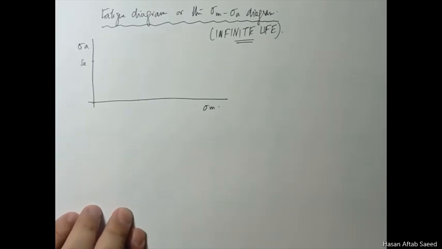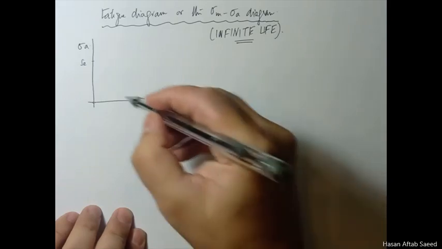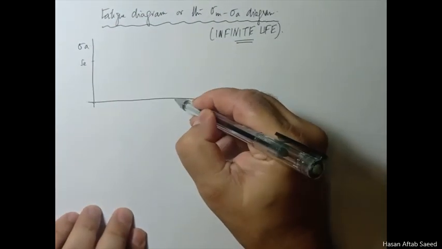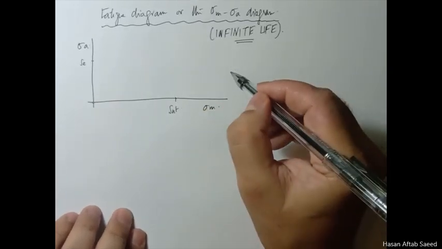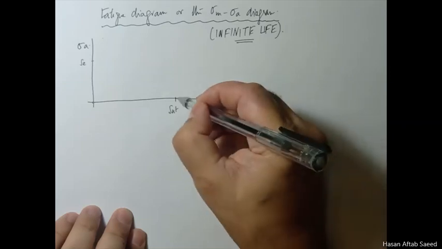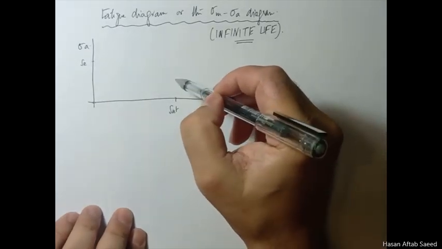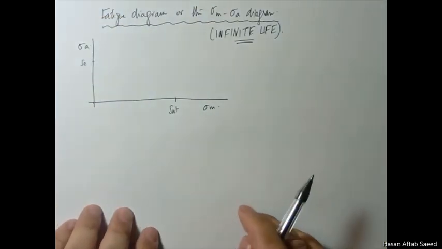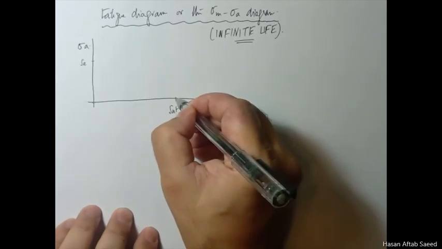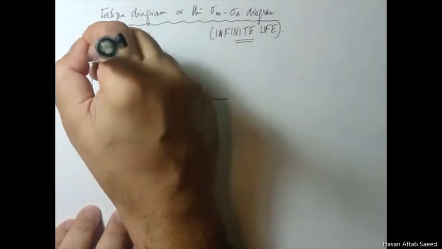What is the maximum sigma m that can be applied on a system? I think it's very obvious. If you apply sigma m equal to SUT, which is the ultimate tensile strength, then the component breaks. There's no question of infinite life, or of applying an alternating component after applying SUT. So the component breaks here. This is the extreme load that can be applied. So these are the two.